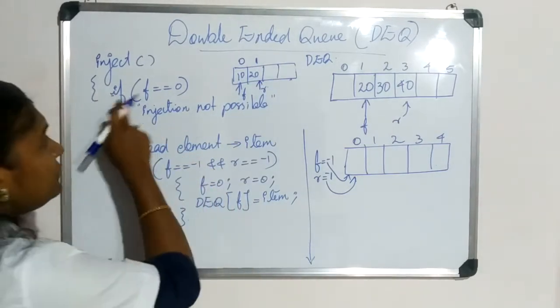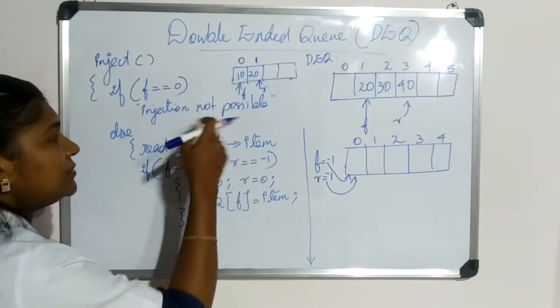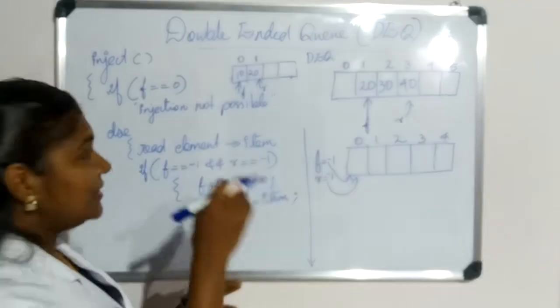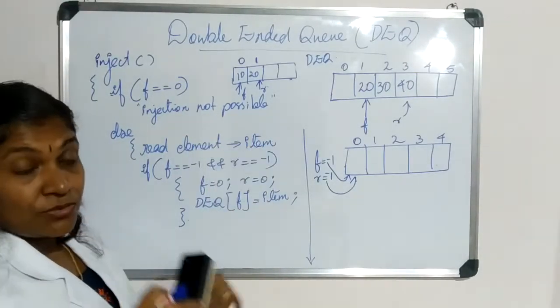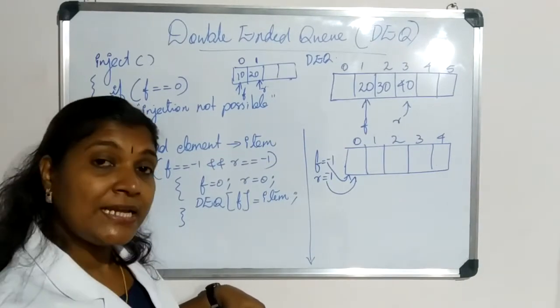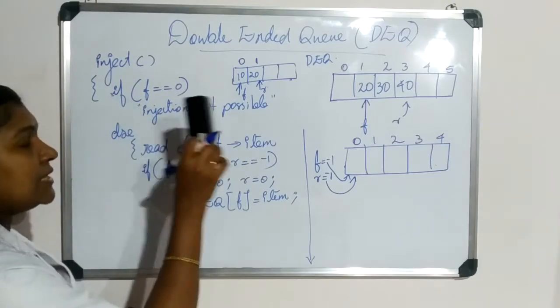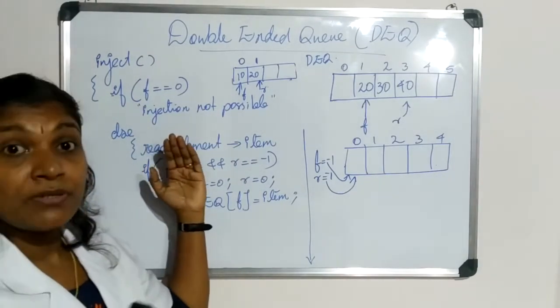So if F is equal to 0, then no more injection is possible. So for inject, you display the message. I'm conceptually writing this. Injection not possible. When you display the message, you provide the correct syntax within the printf statement: printf injection not possible. Then else, if it is possible.